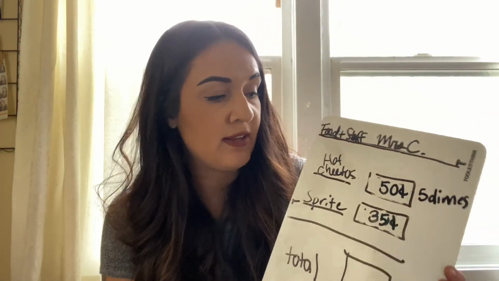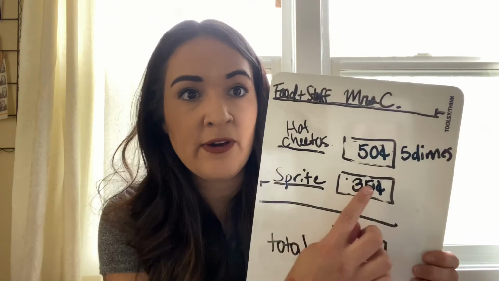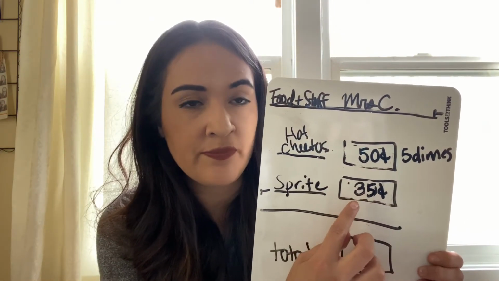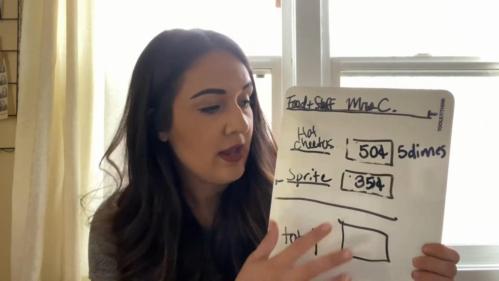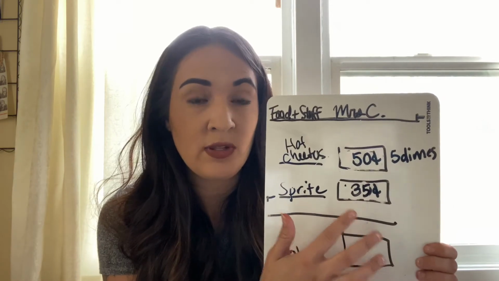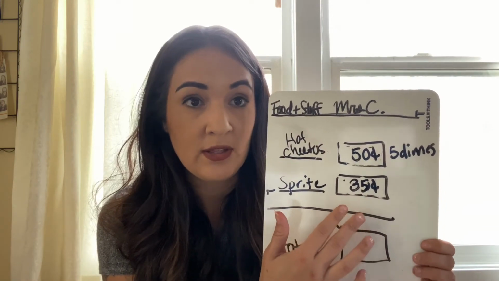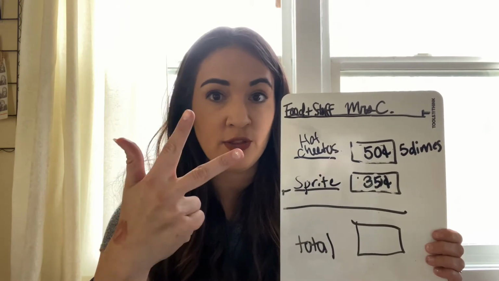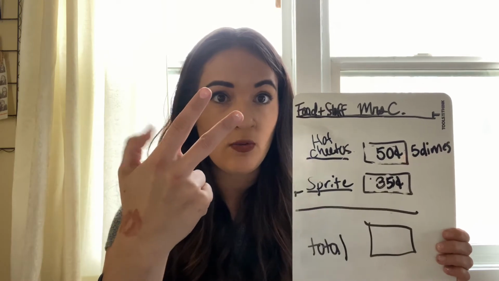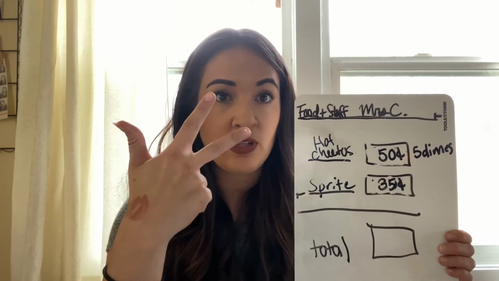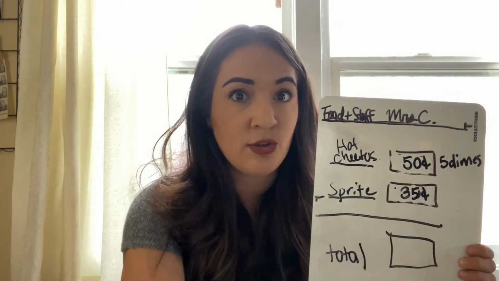Now let's figure out how many dimes and pennies we're going to need for our Sprite. Now I went ahead and changed the number just because I want us to also use pennies. So how many tens do we need to count in order to get to 30? Let's see, 10, 20, 30. Let's count how many times we counted by tens to get to 30. Ready? 1, 2, 3. That means we need 3 dimes to get to 30 cents. So 3 dimes.